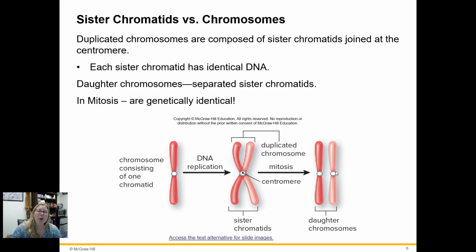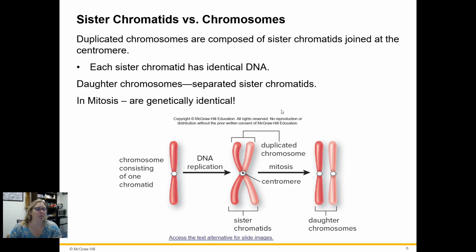Okay, vocab is very, very important in this unit. We are going to talk about sister chromatids and things consistently. You need to know these vocab words. I strongly recommend flashcards for this unit. There is a vocab sheet for this unit as well in Canvas, so do make sure that you are looking at that and working on this vocab.